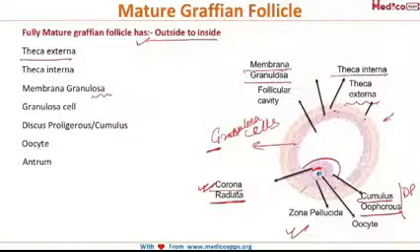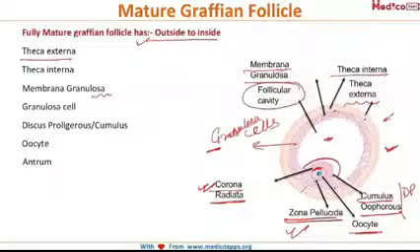Then this is the oocyte, and the oocyte is surrounded by a zona pellucida. We will be discussing this. And this white structure is the antrum, or the follicular cavity, filled with fluids. Now, along with the changes in the entire follicle, changes also occur in this oocyte. So, let us see what happens.